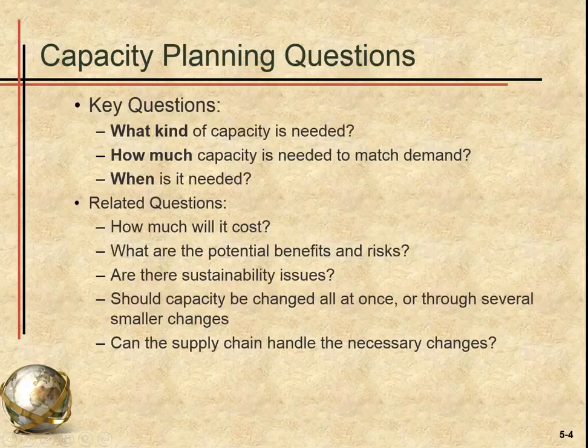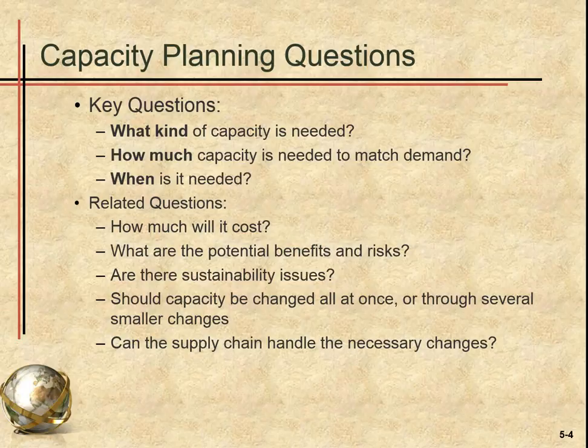Now, when you start planning your capacity, you have to answer three basic questions, which, when you think about it, make total sense. First of all, what kind of capacity do you need? And what does that mean? It means, what is capacity for you? Do you need machines? Do you need employees? Do you need trucks? Do you need computers? When you say capacity, when it applies to your specific production, what does it mean?